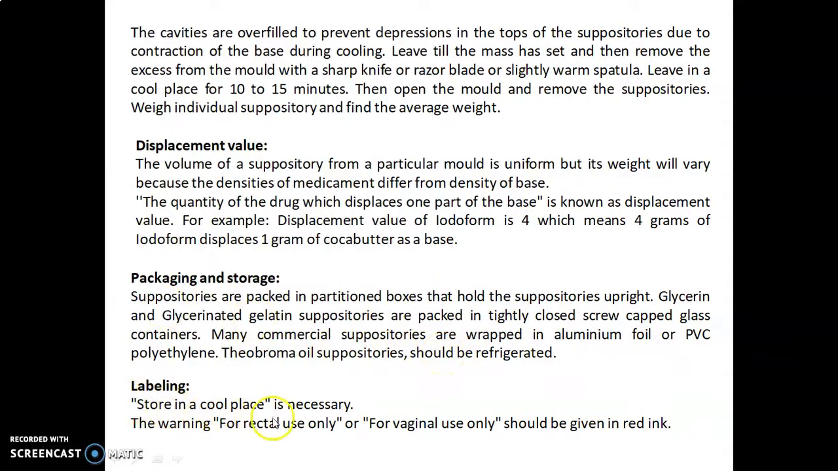Labeling. Store in a cool place is necessary. The warning, for rectal use only or for vaginal use only, should be given in red ink.